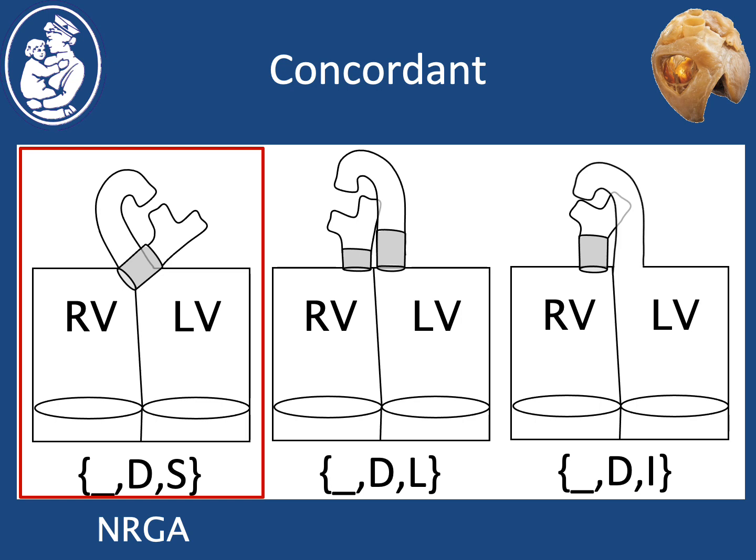Usually, concordant ventriculo-arterial alignment is associated with normally related great arteries, as illustrated in the left panel here. This is situs solitus, normally related great arteries, and D-looped ventricles. The left ventricle is aligned with the aorta, and the right ventricle with the pulmonary artery.